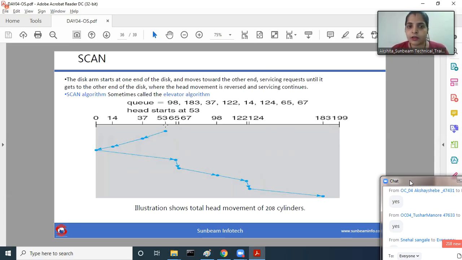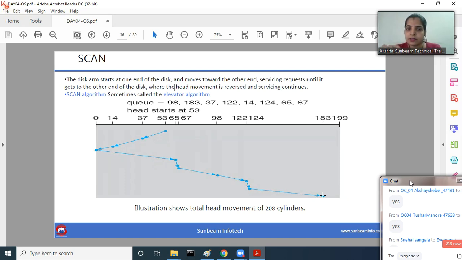Currently, I am at 53 location. Now it is the job of the operating system whether to start from the left hand side or to go ahead with the right hand side. If I start from the left hand side, from 53 I'll serve 37, I'll serve 14, I'll go to 0. From 0 I'll go to 65, 67, 98, 122, 124, 183. Have you understood how the scan works?